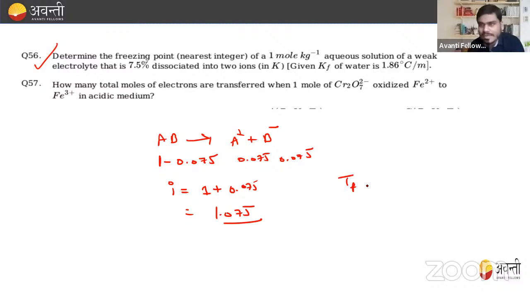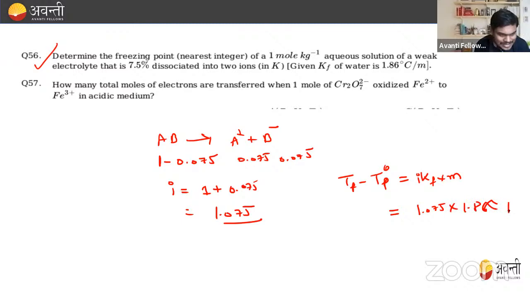Now we know what is Tf. Can you explain what is Tf, beta? That is the freezing point of the solution. That is Tf minus Tf naught. Okay, freezing point depression is equal to i Kf into m, right? So it will become, beta, what? Here i is equal to 1.075. Kf is equal to 1.86.